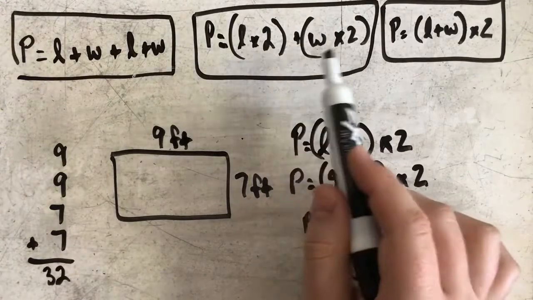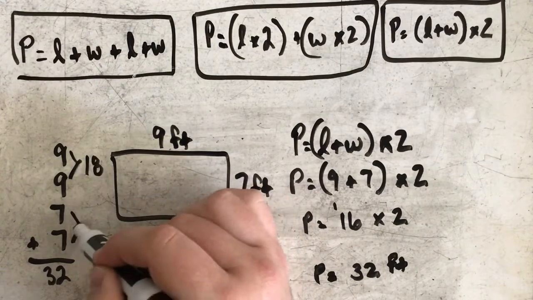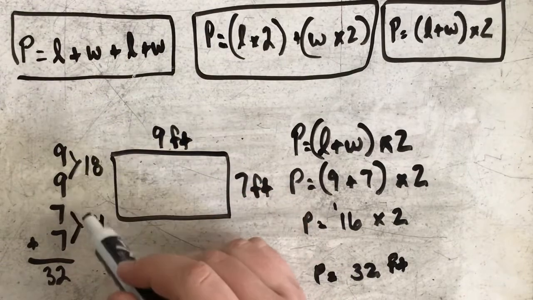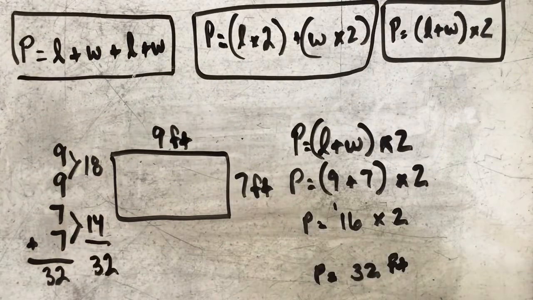Or if I multiplied each of those by 2, right? 9 times 2 gives me 18. 7 times 2 gives me 14. And when I add 18 plus 14, I still come up with the number 32. So several different methods of solving perimeter formulas.